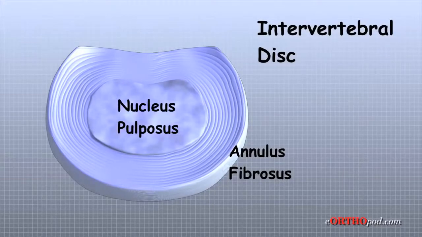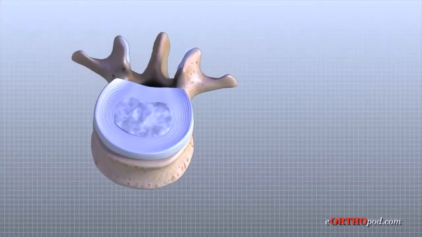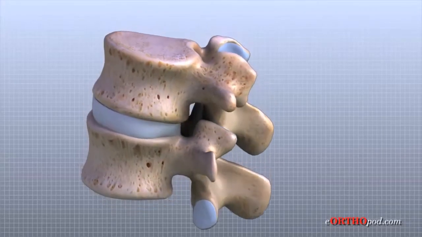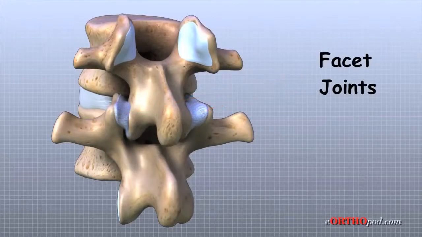Ligaments are made of strong connective tissue and connect one bone to another. The annulus fibrosus is actually a special ligament that connects 2 vertebrae together. Between the vertebrae of each spinal segment are 2 facet joints. The facet joints are located on the back of the spinal column. There are 2 facet joints between each pair of vertebrae, one on each side of the spine.